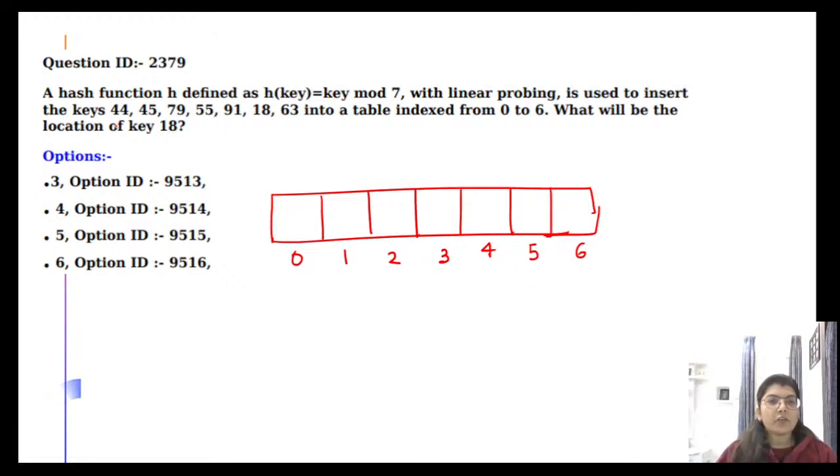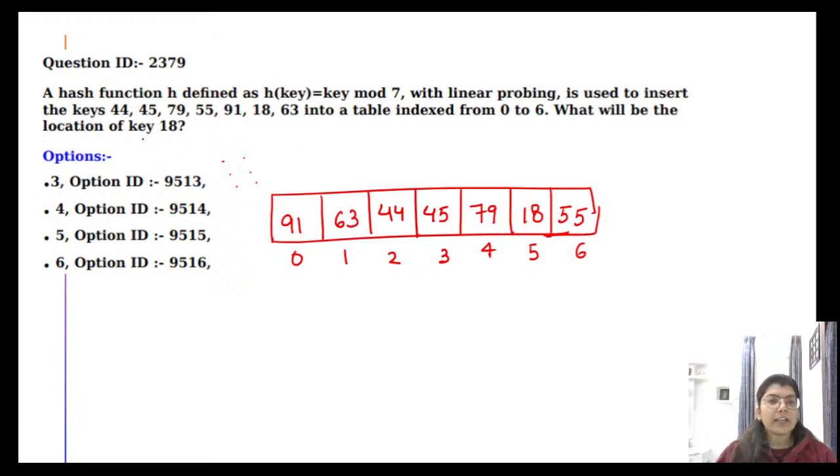So 44 will go where? This 45 will come over here. 79 will be at this place, but it is already occupied, so it will go over here. 55, where 55 will go? Here 55 will come, right? 91 will be at 0. 18 will be at 4, but 4 is already occupied, so 18 will come over here. And 63 will go at 0, but it is already occupied, so it will come at 1.